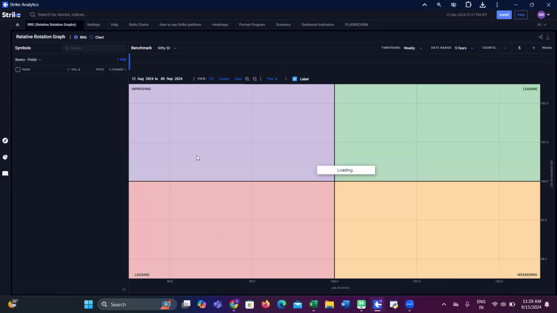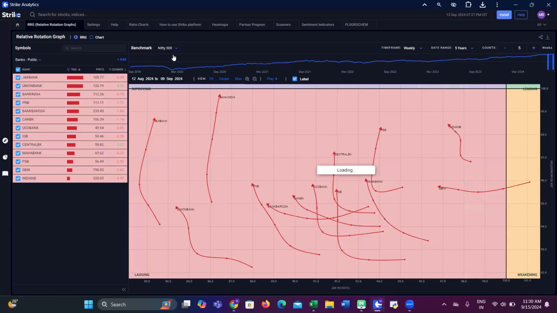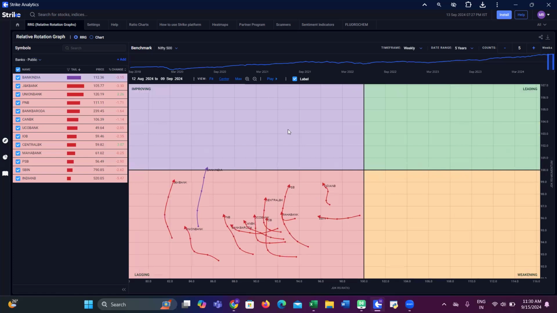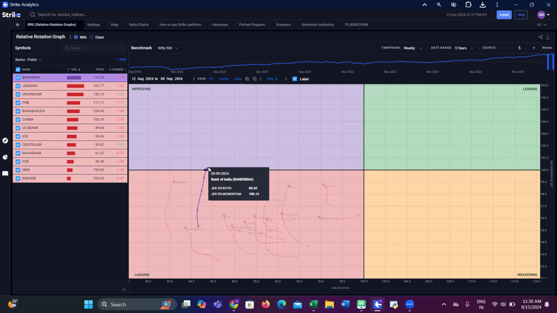Let's look at the PSU banks. All right. So Nifty 500, and we will look at a weekly time frame. Wonderful chart. So look at this. A lot of PSUs are showing a lot of increase in the RS momentum, right? So it's very interesting. And Bank of India has almost crossed the center benchmark, which is 100, and is getting into improving. Significant increase in the RS momentum.